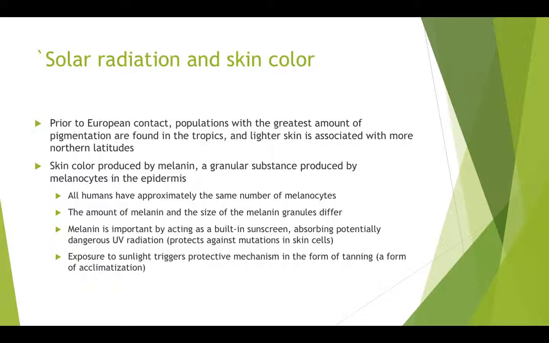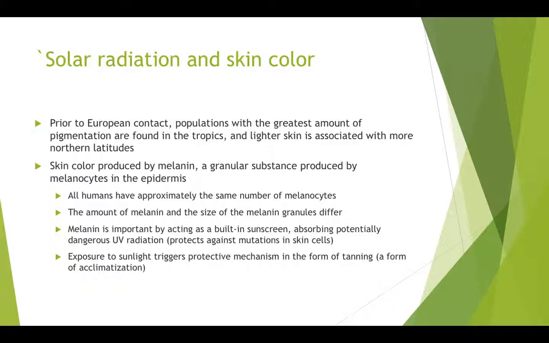What we see instead are differences in the amount of melanin that the melanocytes produce and the size of the melanin granules, so that people with darker skin both have melanocytes that produce more melanin and have melanocytes that produce larger melanin granules. Melanin is adaptively significant. It has an important role acting as a built-in sunscreen, because the melanin granules absorb UV radiation. And what this does is protects us against mutations in the skin cells that could turn into things like skin cancer, melanoma.